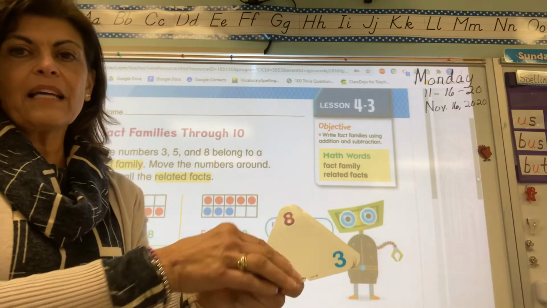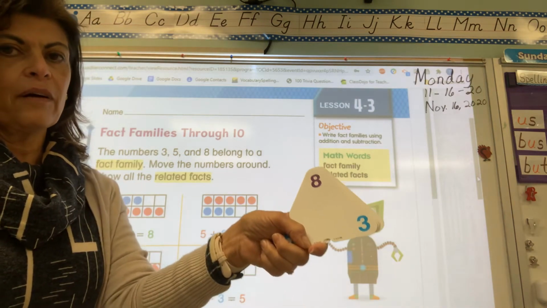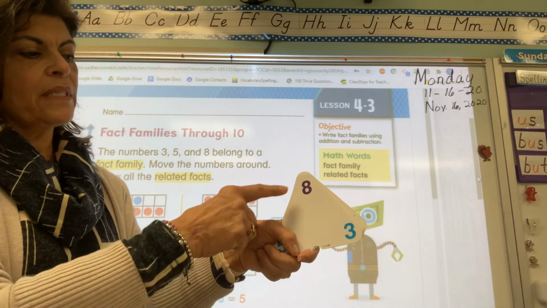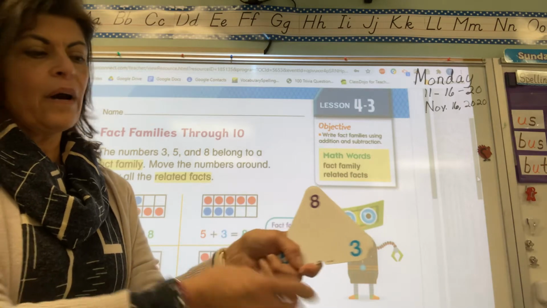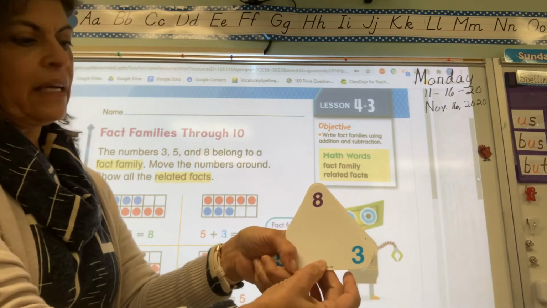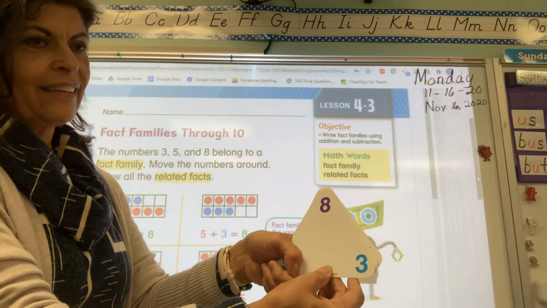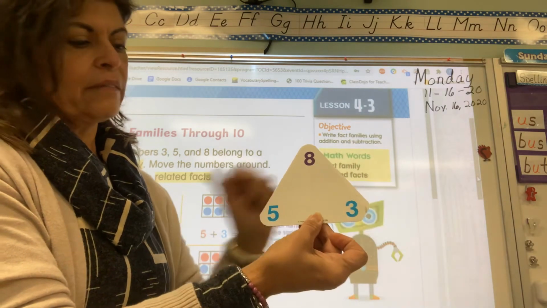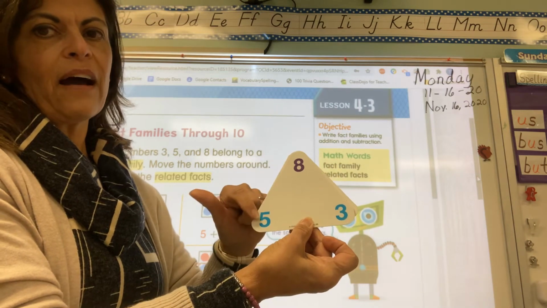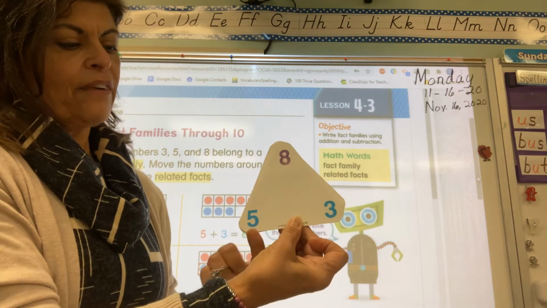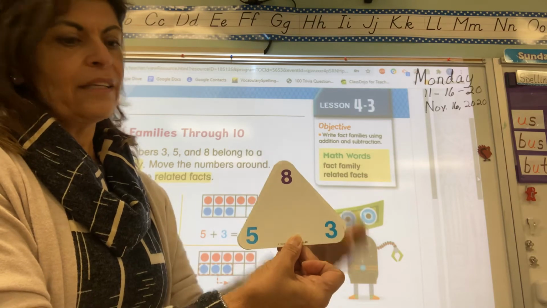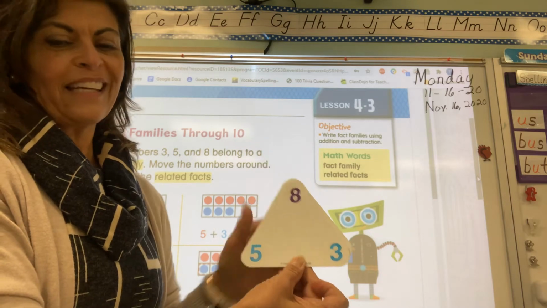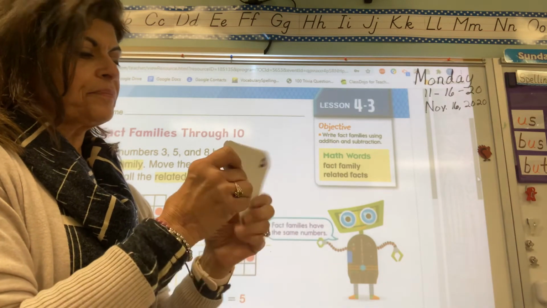Next one, it's going to be a subtraction one. Because remember, the biggest number is always on the top. Our whole is on the top. So here's one part of the addend, just one part. So we would say 8 minus 3. What is the missing part to our fact family? 8 minus 3 is, good, 5. We can say 8 minus 3 equals 5, or 8 minus 5 equals 3. 5 plus 3 equals 8, or 3 plus 5 equals 8. Let's do a couple more.